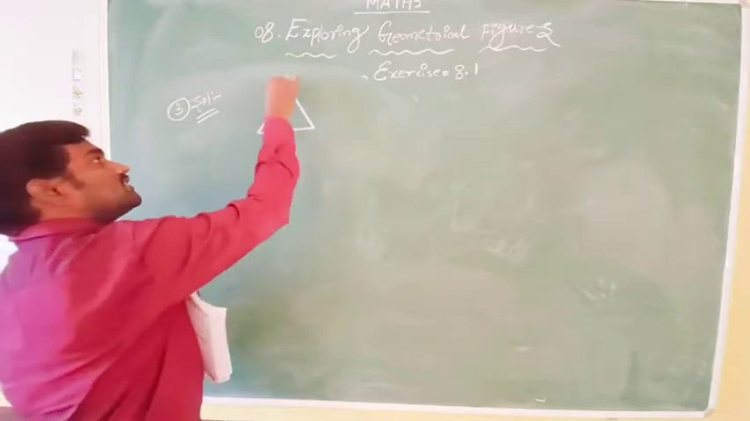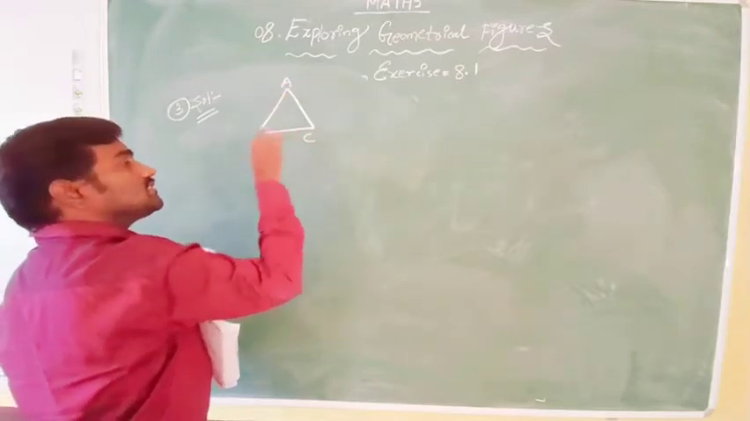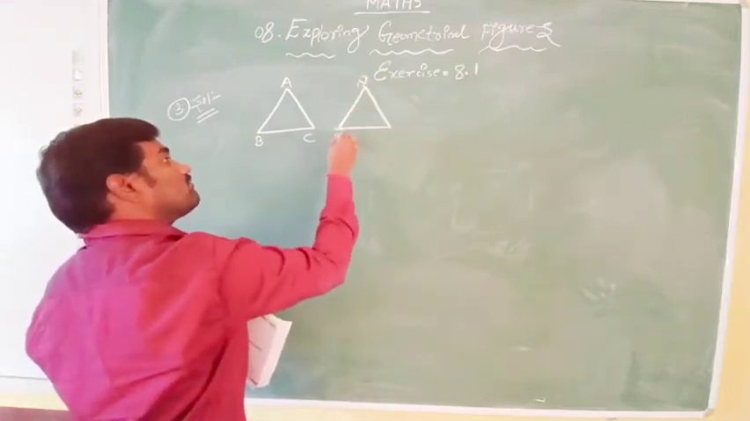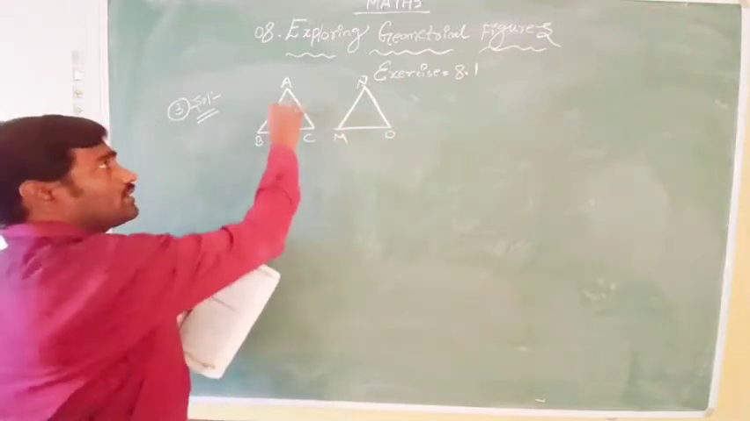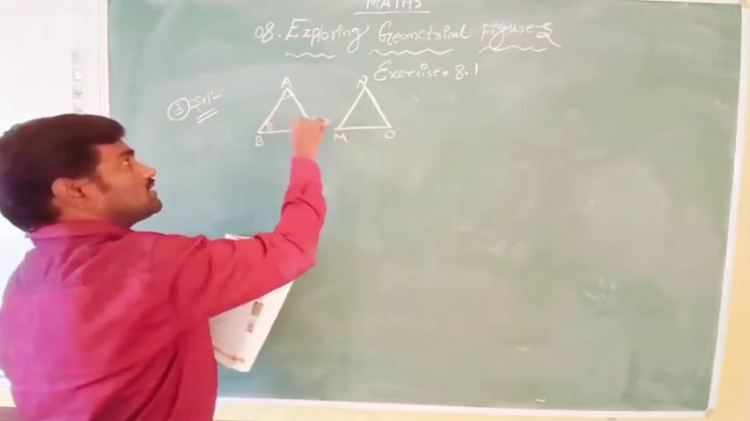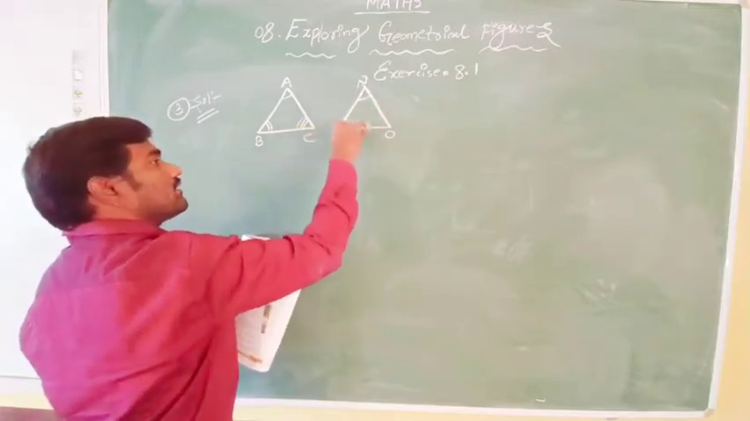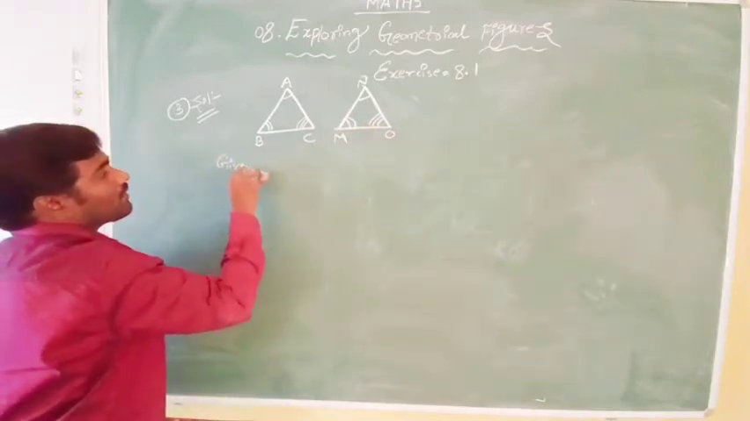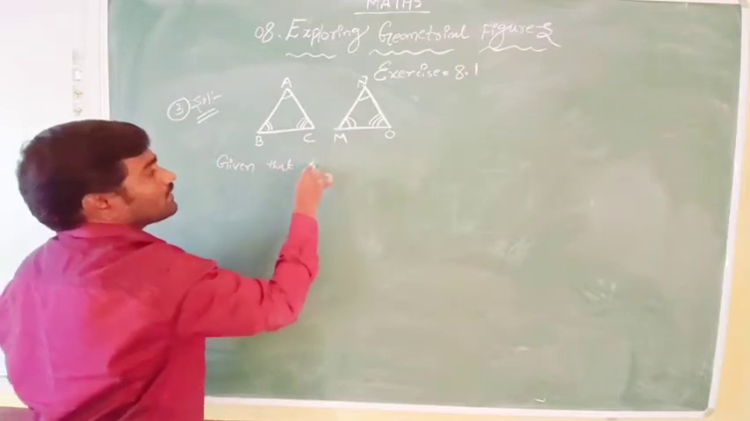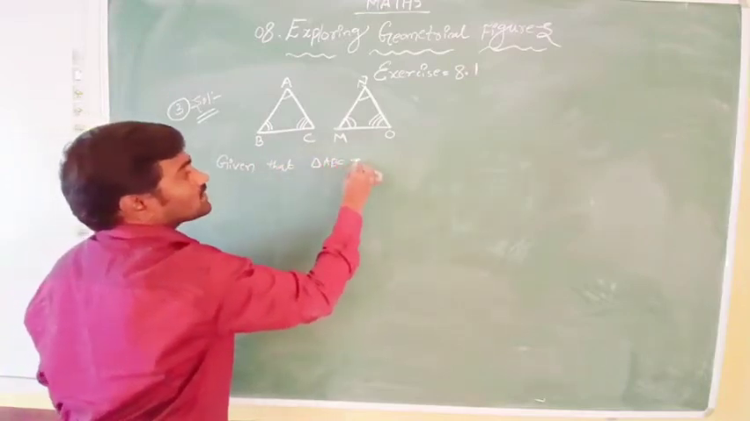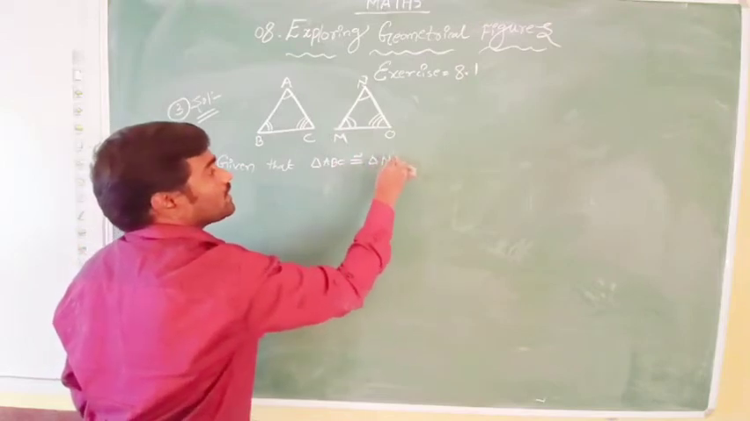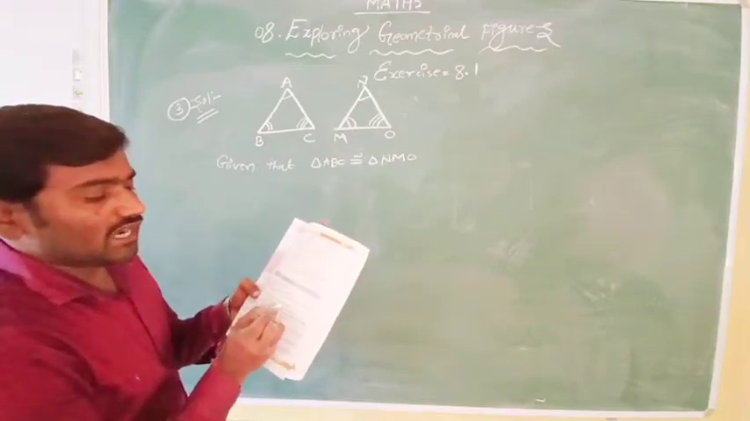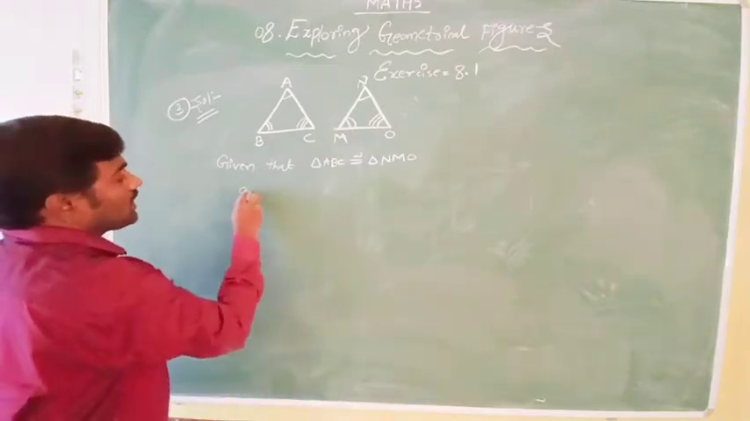Let's draw the triangle ABC here, and triangle NMO. Triangle ABC is congruent to triangle NMO. So I have already given that. Given that triangle ABC is congruent to triangle NMO, then we need to write here the congruent sides and angles.